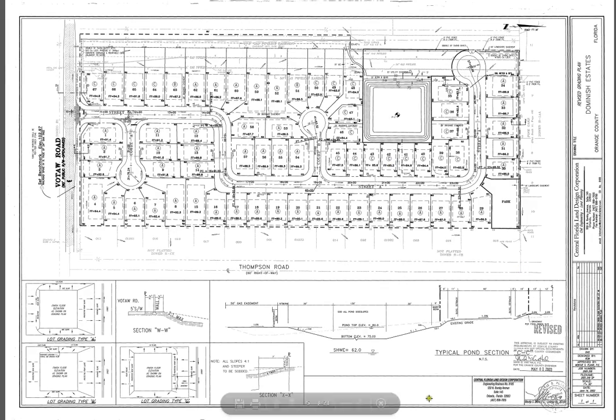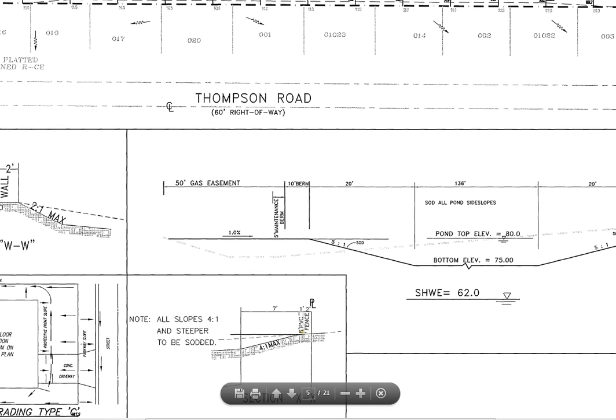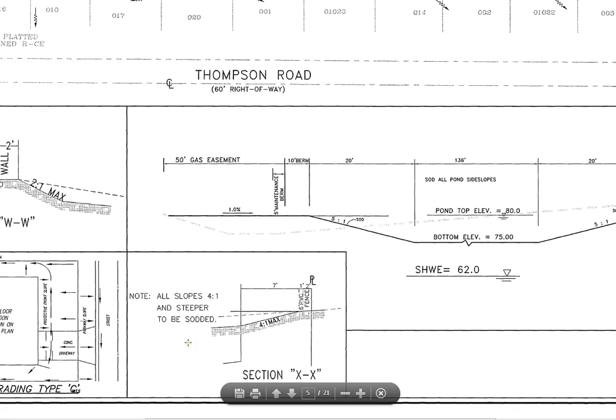Okay, so the other thing that we have on here is it says all slopes are 4-to-1 and steeper. All slopes that are 4-to-1 and steeper need to be sodded. This is almost always a rule because of erosion protection.